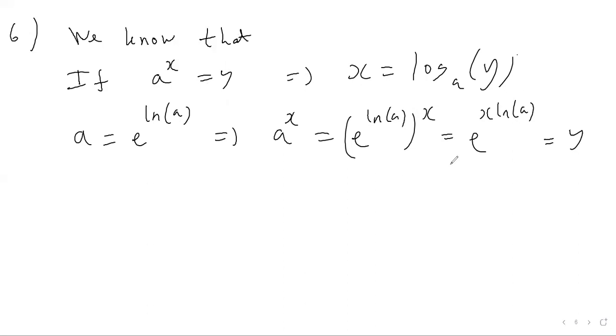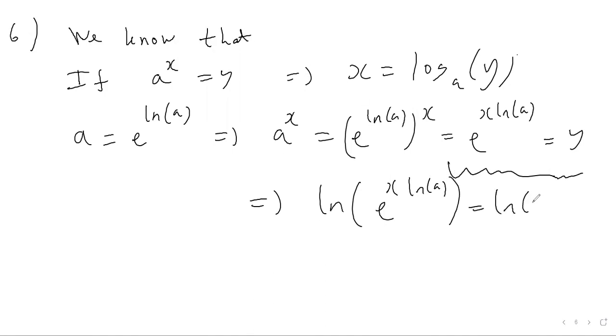So what I'm going to do with this equation is take logs of base e of both sides to get rid of this exponential base e. And remember, we just write log of base e as ln to save time. So we're going to apply ln to both sides, the log of base e to both sides, to get ln of e to the power of x ln a equal to ln y.